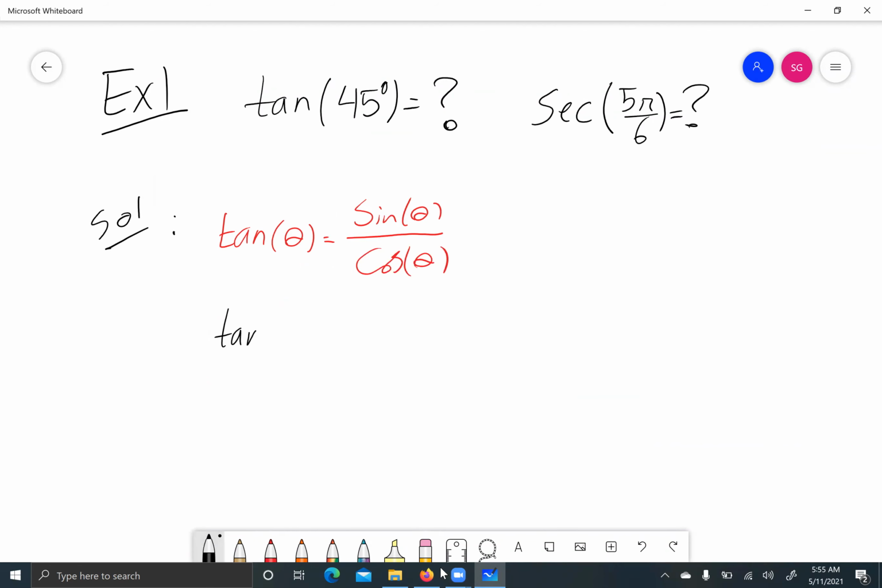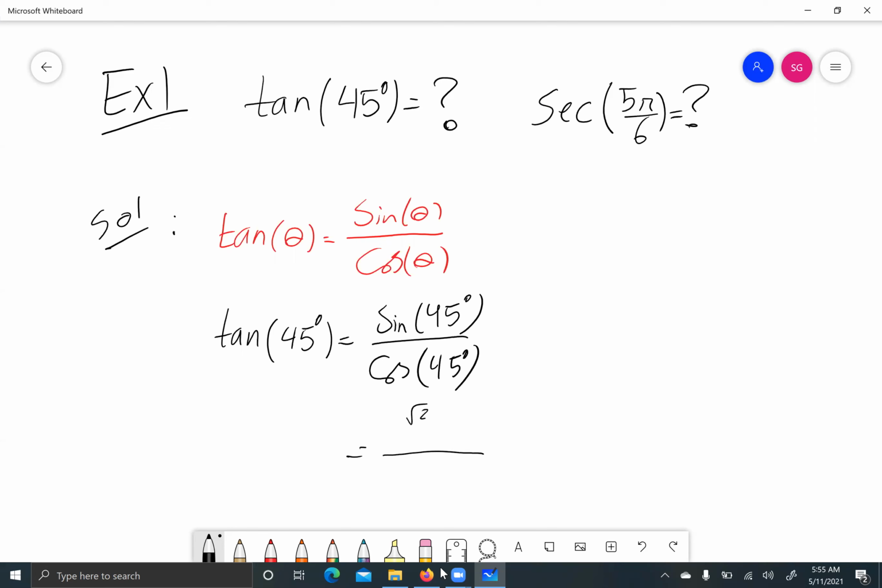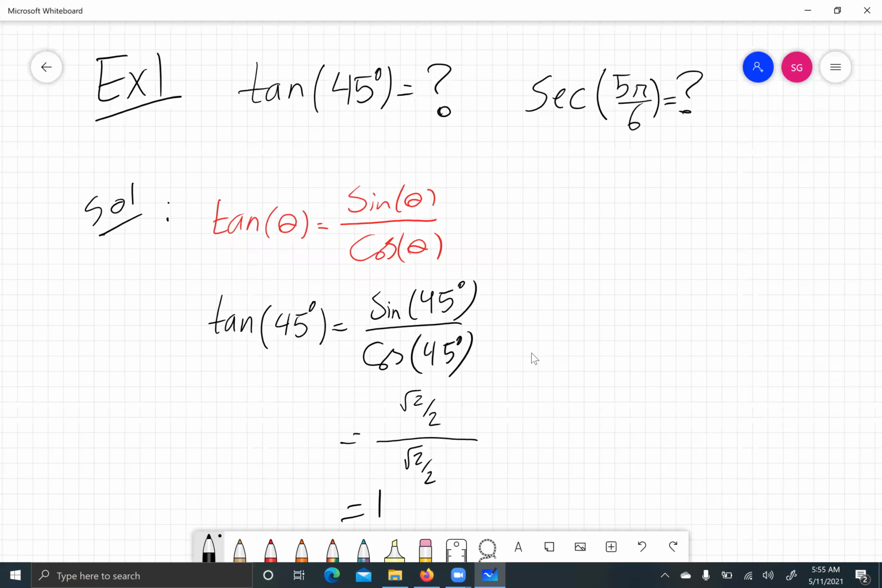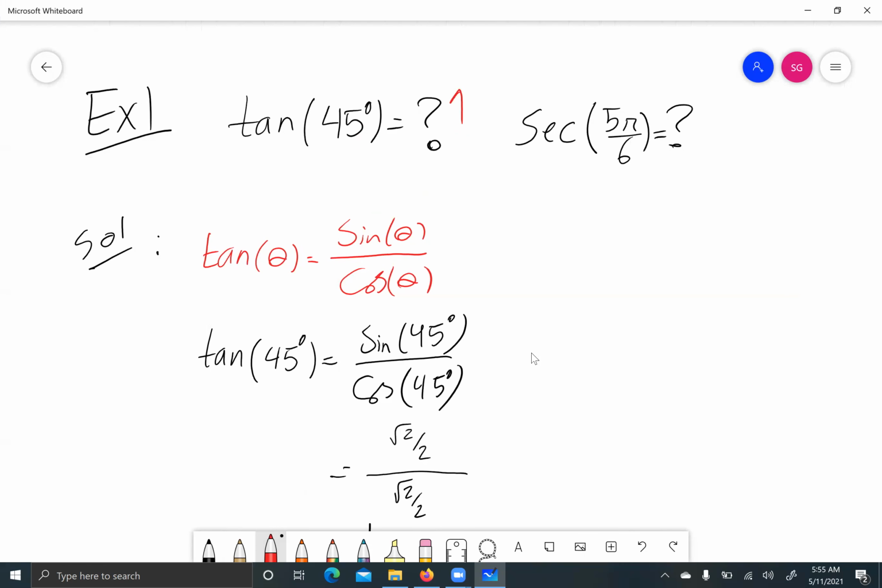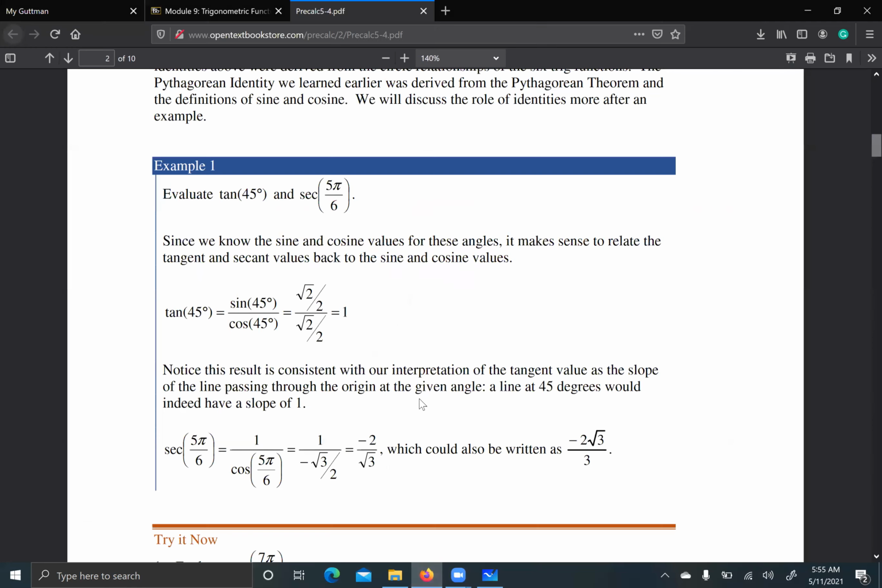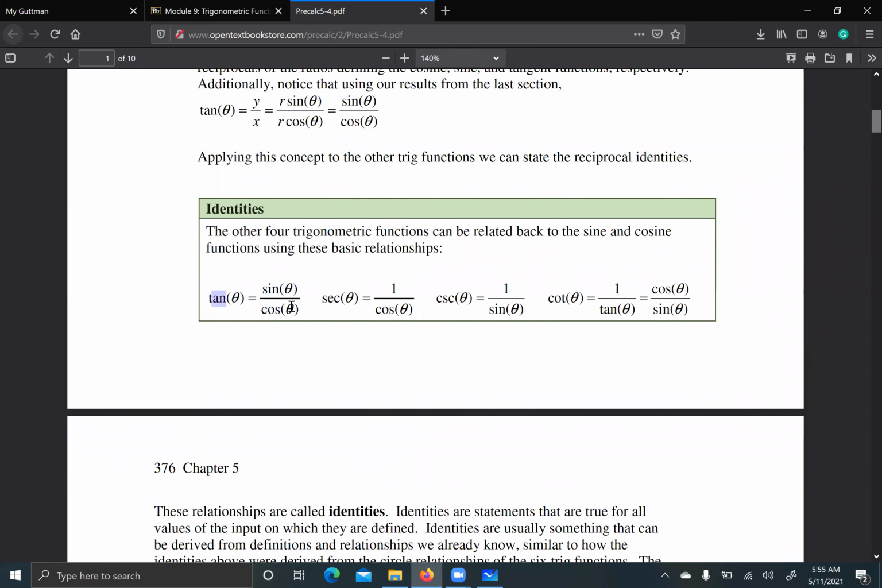If you want to find tangent of 45 degrees, you can divide the sine of 45 degrees by the cosine of 45 degrees. I know that for 45 degrees, the sine is this value and the cosine is the same value, so it's going to be 1. So the answer is 1. What is tangent of 45 degrees? 1. You see how I used the identity to evaluate tangent without any calculator? I used the first identity: tangent is sine over cosine.